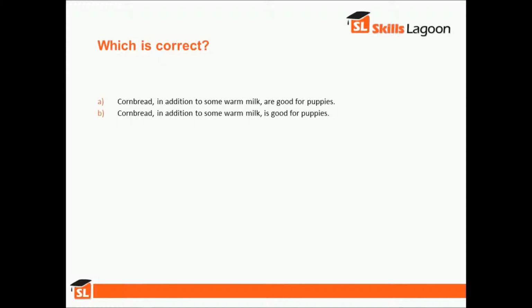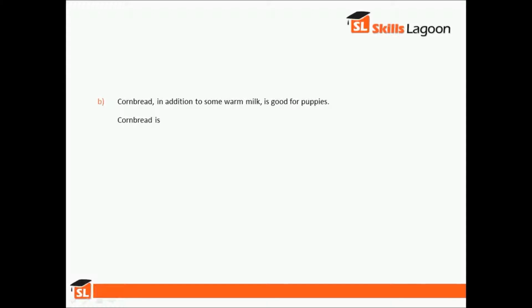Cornbread, in addition to some warm milk, are good for puppies or is good for puppies? The subject is cornbread, so you might already know the answer now. It should be is.